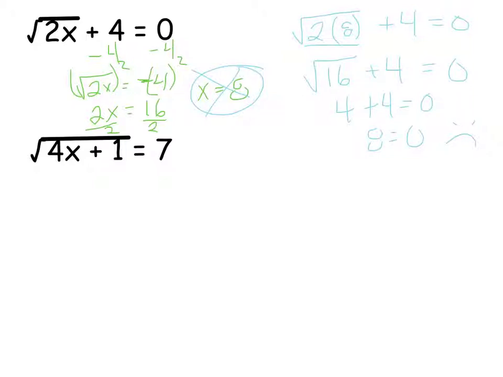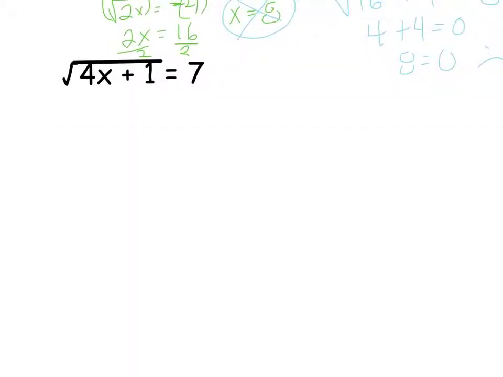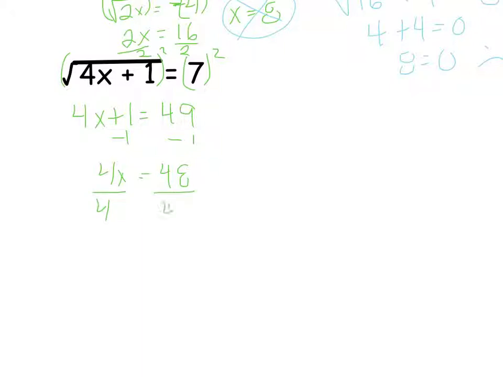Alright, let's talk through this last one. We've got the square root of 4x plus 1 equals 7. If you look, that square root is all by itself already. Perfect. Then you can skip right to the step where you squared both sides. 4x plus 1 equals 49. Get that x by itself, so we're going to subtract 1. 48 equals 4x. We're going to divide by 4, x equals 12.